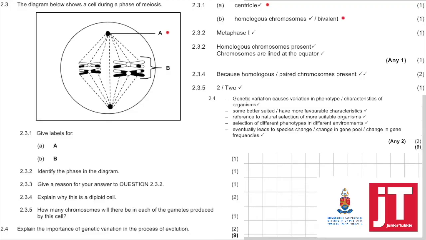2.3.2. Identify the phase in the diagram. Can you see the chromosomes in the middle? And they're in pairs, so it's metaphase 1. Then they ask you 2.3.3, give a reason for your answer. Homologous chromosomes are present and the chromosomes are lined up at the equator. 2.3.4, explain why this is a diploid cell. Can you see? Because there are pairs of chromosomes, homologous pairs of chromosomes are present. 2.3.5, how many chromosomes will there be in each of the gametes produced by the cell? So we started off with 4 and at the end it will be 2.